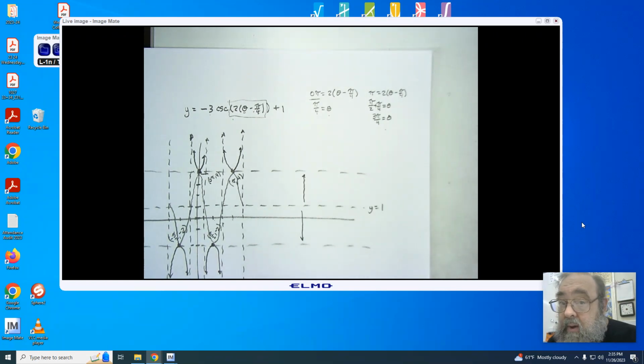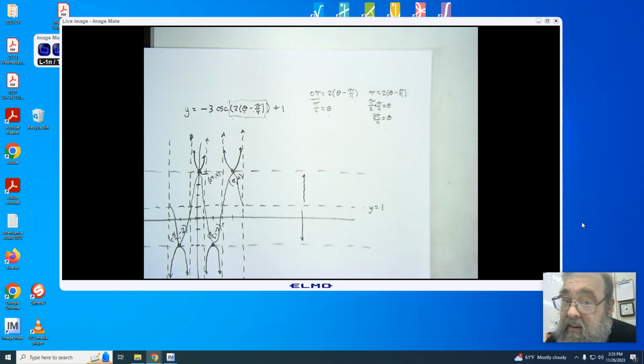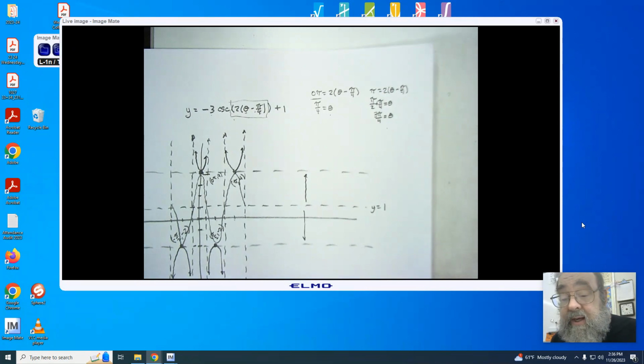Once we have the locations of the asymptotes, halfway in between is going to be either a maximum or a minimum. It's going to be the equivalent to either pi over 2 or 3 pi over 2, where the cosecant is at its maximum or minimum. So we just plug them in, find out what we get, evaluate it, and plot the point. And that's how we graph secant and cosecant.